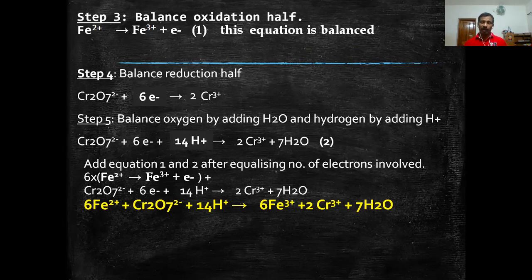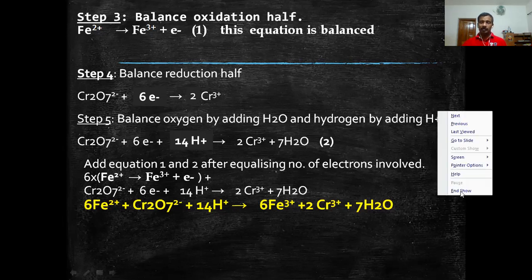So in this way, you can practice the balancing of redox reactions. 2 methods, oxidation number method and half reaction method. There are many problems in your NCERT textbook. In the exercise, take it and try to solve it. If you have any doubt, you can call me. Okay, we can stop it here.